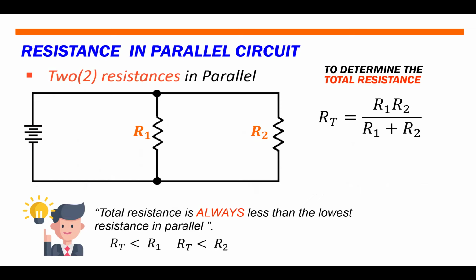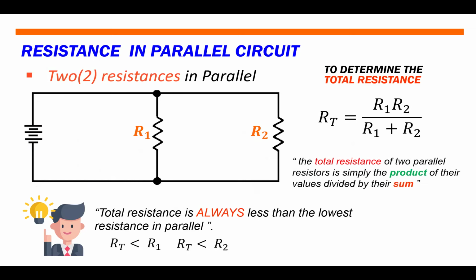So for two resistances in parallel, to determine the total resistance of two parallel resistors is simply the product of their values divided by their sum. So product over sum. So our equation will be total resistance is equals to R sub 1 multiplied by R sub 2 all over R sub 1 plus R sub 2. So remember the total resistance is always less than the lowest resistance in parallel. So the total resistance is less than the value of R sub 1 and the total resistance is also less than the value of R sub 2.